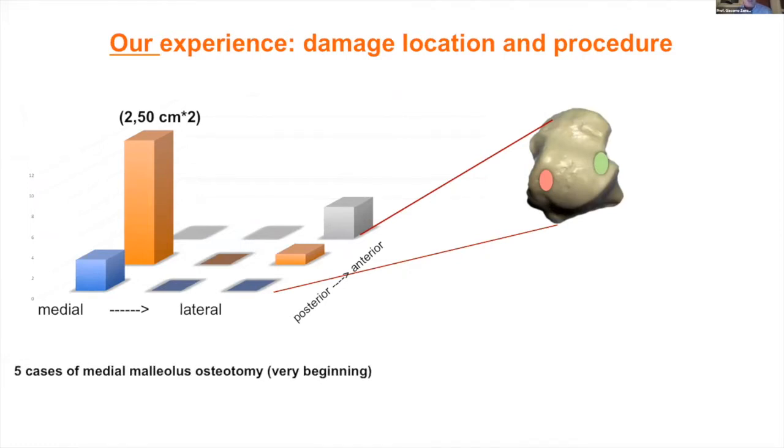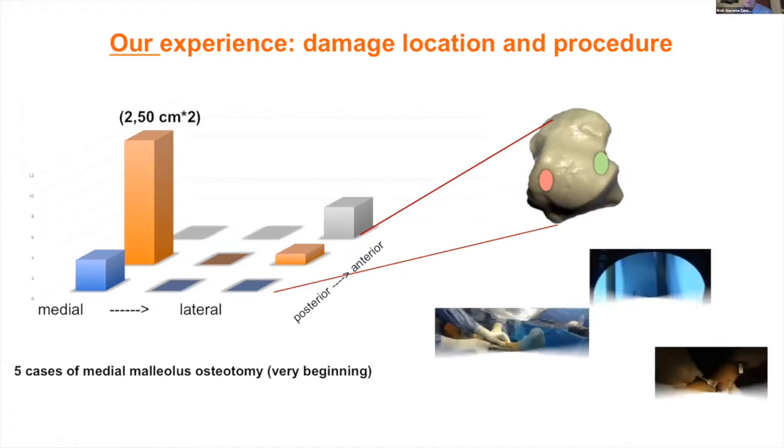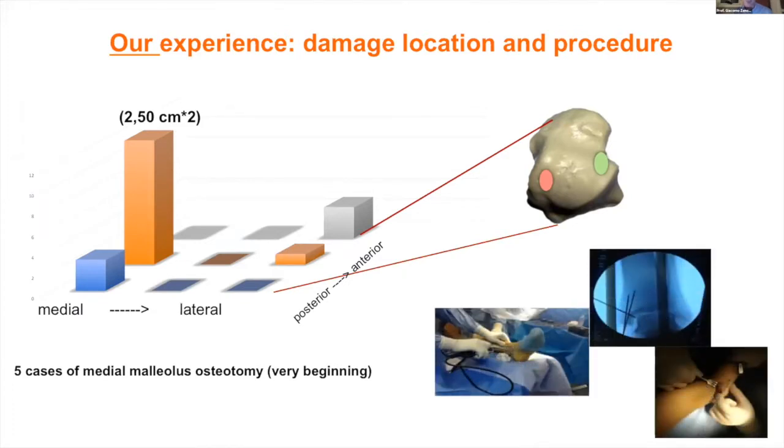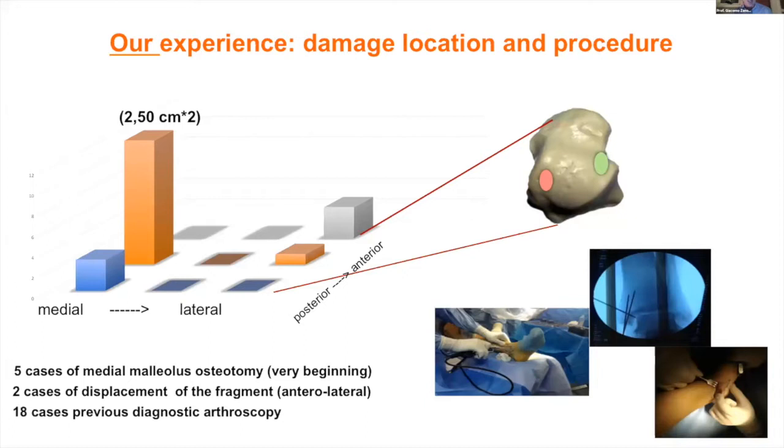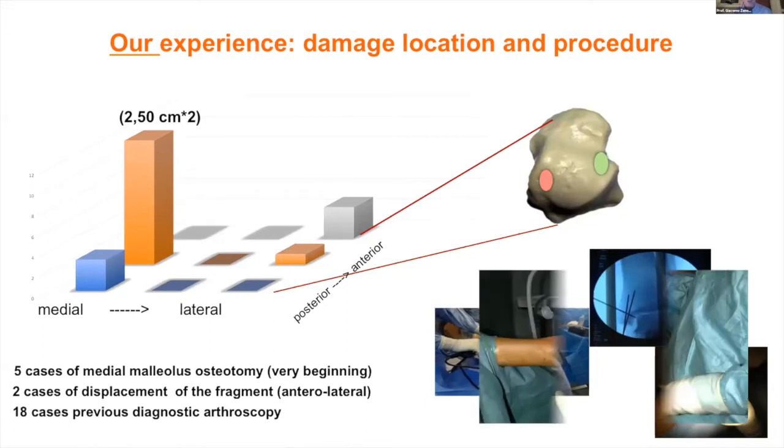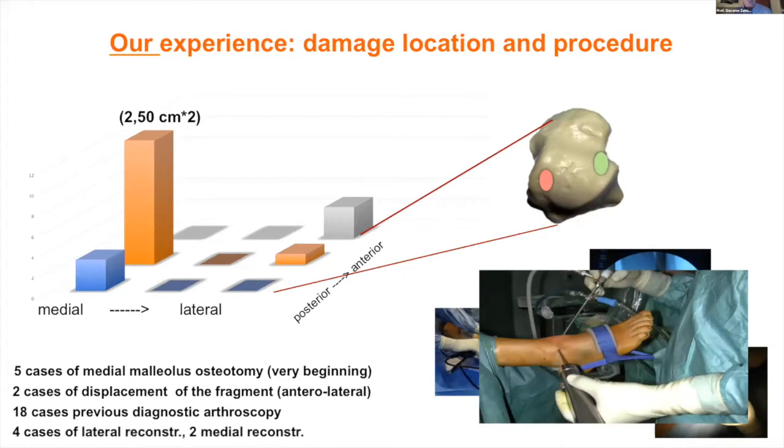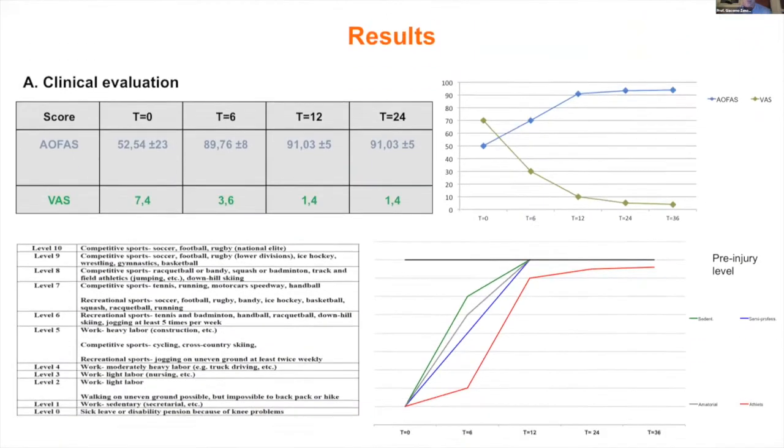In 5 cases, we made a medial malleolus osteotomy at the very beginning, as I told you before. This is a thing we don't do anymore. 2 cases of displacement of the fragment. 18 cases, so more or less quite all the patients, had a previous diagnostic arthroscopy, and we had 4 cases of lateral reconstruction and 2 medial reconstruction because of instability.